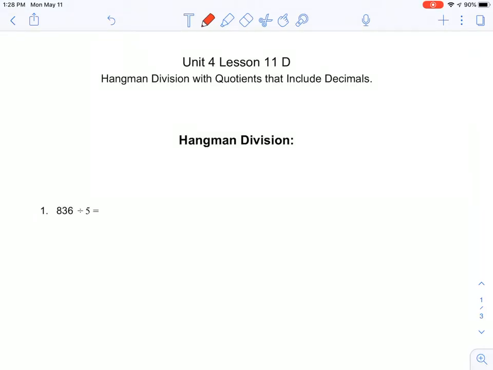Hey everybody, welcome back. Today we're going to be doing Unit 4, Lesson 11D, Hangman Division with quotients that include decimals. So we remember quotient is the fancy term for the answer to a multiplication or division problem. And all of our quotients are going to include decimals. So what does this mean? Well, instead of having whole number answers like 5 or 8, you're going to have answers that include decimals such as 5.4, 8.7, 8.72 perhaps. So just keep in mind and be wary for these things that are going to come up.